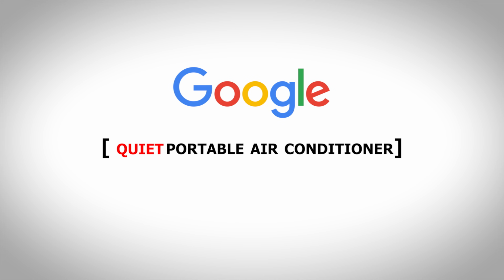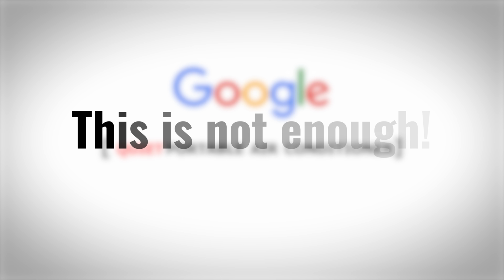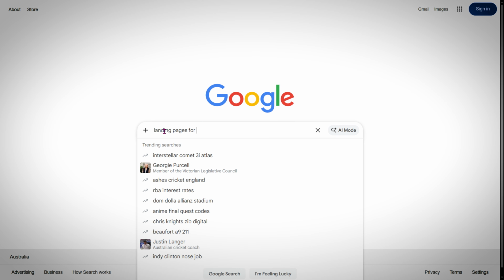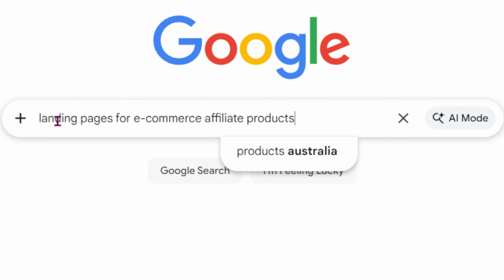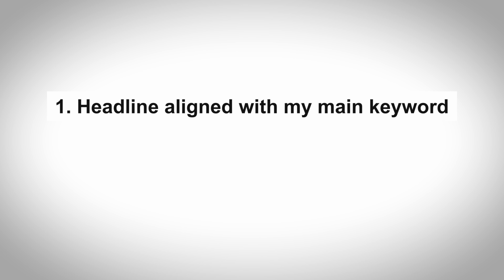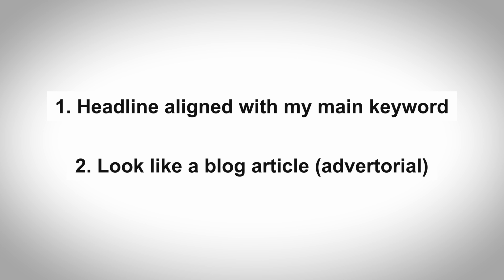But good keywords do not save ads that are destined to fail. One way of making sure that your ad remains relevant is to have a landing page that is strongly aligned with your keywords. Here's how I've been doing that and what you can take away from it. I make sure to do two things with my landing pages for e-commerce products. One is to have a headline that is strongly related to my keyword, and two is to make it look like a blog article, which is known as an advertorial nowadays.